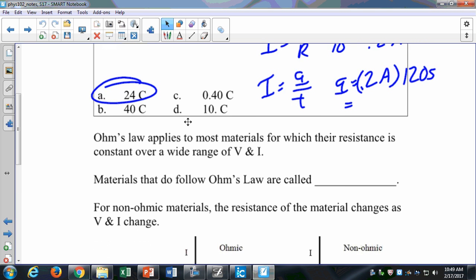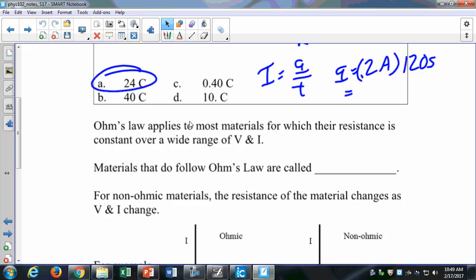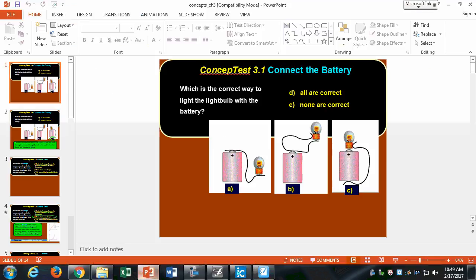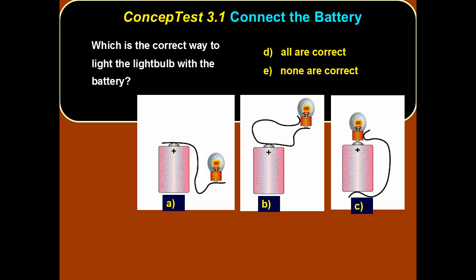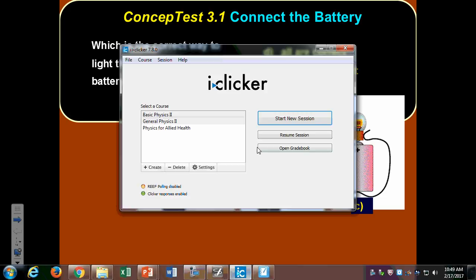Looking at Ohm's Law and the definition of current. Actually, let's do a few little clicker questions. You can just go in the back. What is the correct way here to light the light bulb?